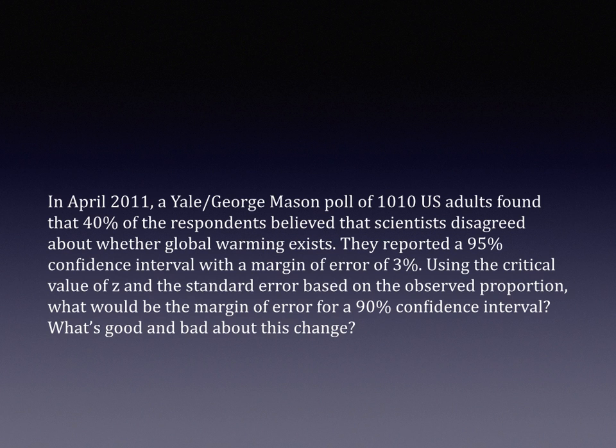In April 2011, a Yale/George Mason poll of 1,010 U.S. adults found that 40% of the respondents believe that scientists disagreed about whether global warming exists. They reported a 95% confidence interval with a margin of 3%. Using the critical value of z and the standard error based on the observed proportion, what would be the margin of error for a 90% confidence interval? What's good and bad about this change?